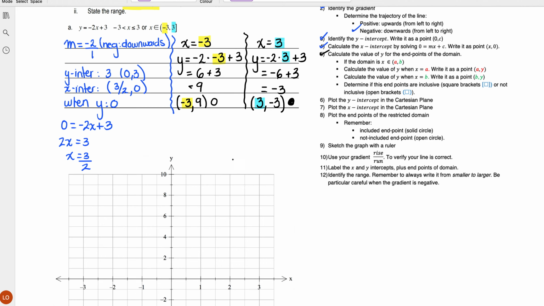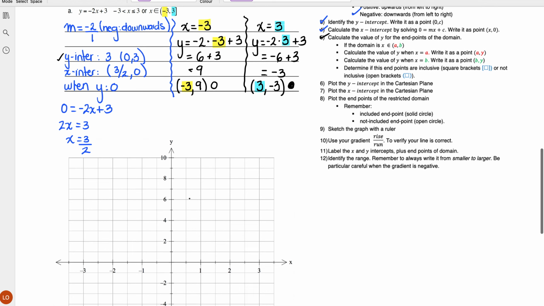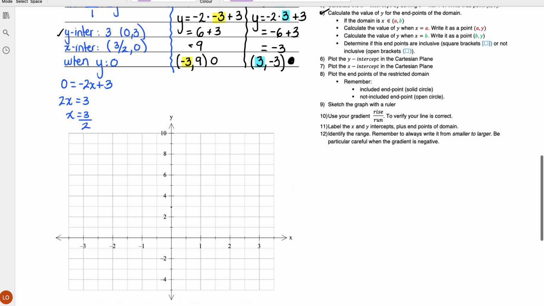So, plot the y-intercept. My y-intercept, I have it here, is 0, 3. Let's go and use that one. 0, 3. Plot it. Okay, perfect. Plot the x-intercept. So the x-intercept is 3/2, which is 1.5. Agree? 0. So 1.5, 0. This point here is my x-intercept. Done it.